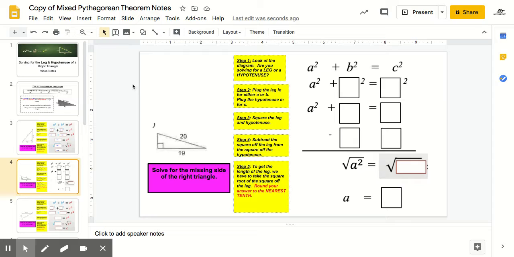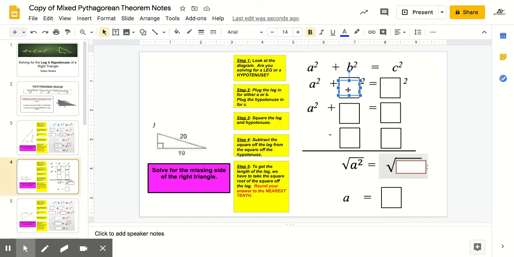Okay, next one, most important. Step 1, look at your diagram and determine, what are you solving for? Are you solving for a leg or are you solving for a hypotenuse? If you notice here, I gave you the hypotenuse. Okay, if I gave you the hypotenuse, then that means you're solving for a leg because that's your only other option. Again, I know I gave you a hypotenuse because I gave you the side that is directly opposite of the right angle. So that means I will now be plugging in a number for c and one of the legs, and I'll have one leg missing with no number plugged in.